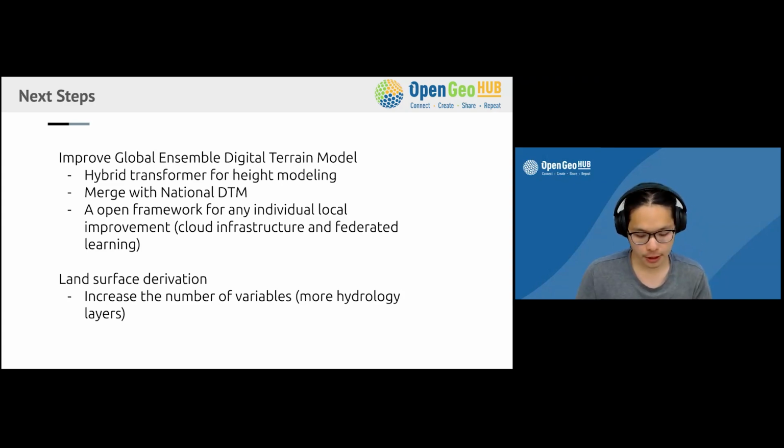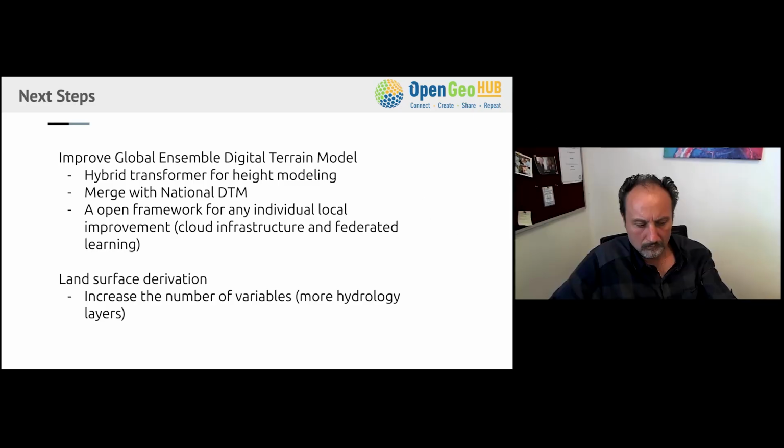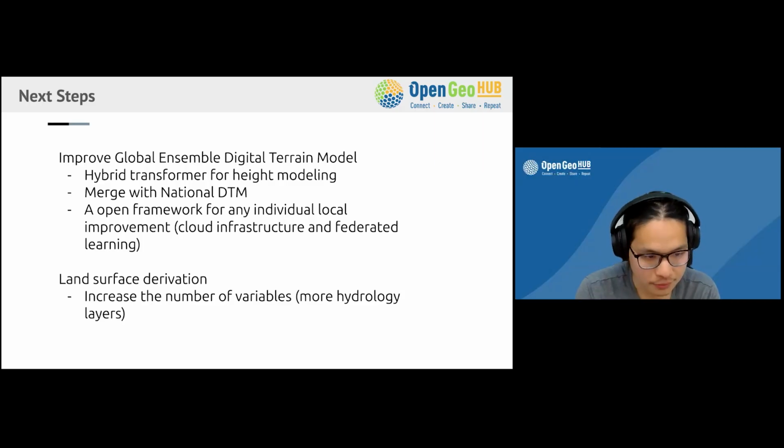So a kind of systematic approach using the cloud infrastructure and federated learning to improve the data. Then everyone is welcome to join and contribute, and also be appreciated by contributing and also using this data.